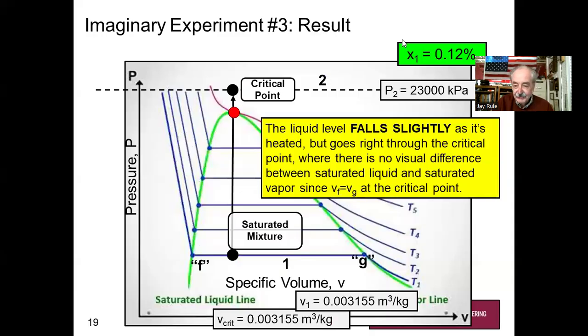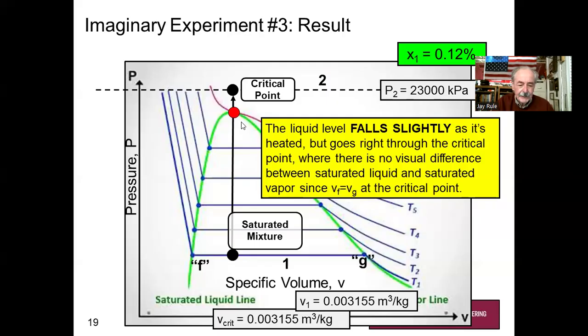Sure enough, for a quality of 0.12 for H2O, we're right there under the critical point. And so our specific volume exactly matches the critical specific volume, and we're heating our mixture. Okay, and here's going to be the conclusion. It's kind of interesting. The liquid level is going to fall slightly because the quality is increasing slightly as it's going up.